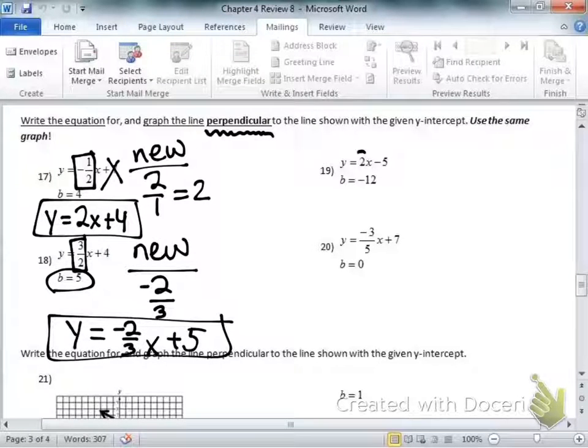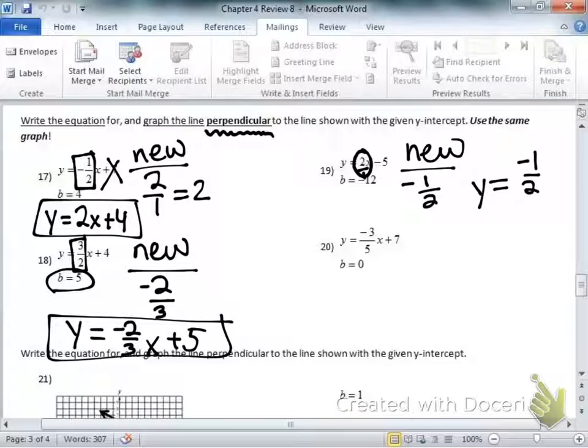All right, on number 19, it's a little trickier because it's not a fraction. If it's not a fraction, make it a fraction by putting a 1 on the bottom. So what's the new slope? 1 over 2, you got to make it negative. So negative 1 over 2. Good. So y equals negative 1 over 2x minus 12.